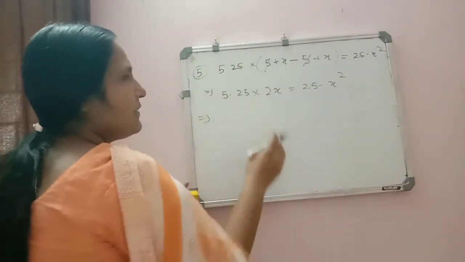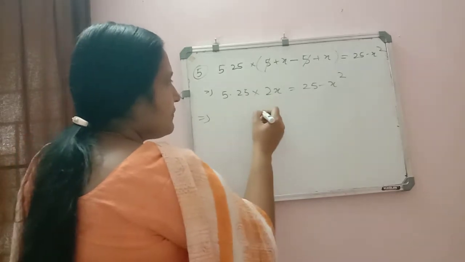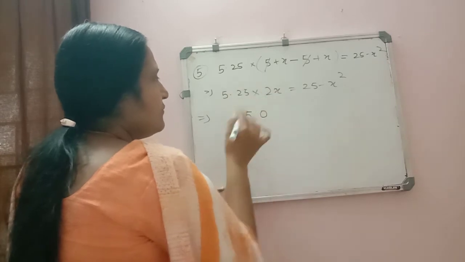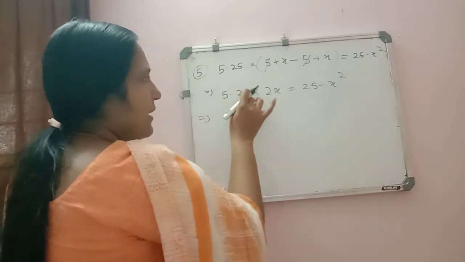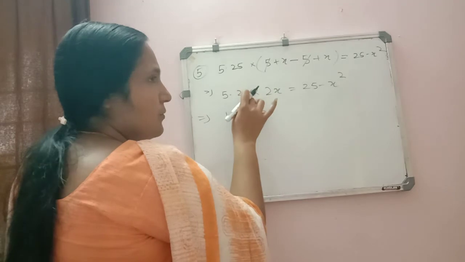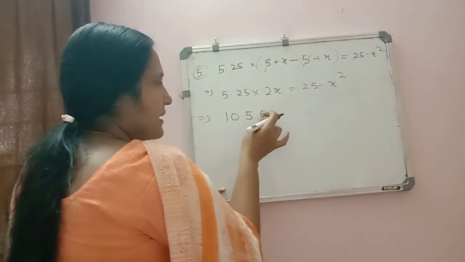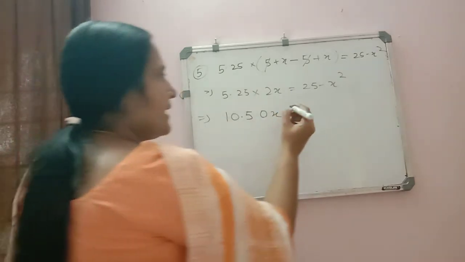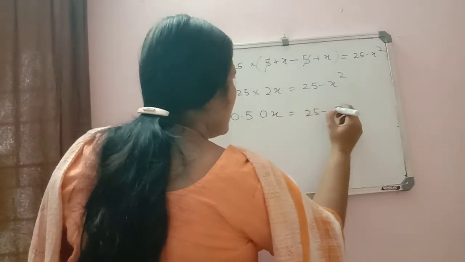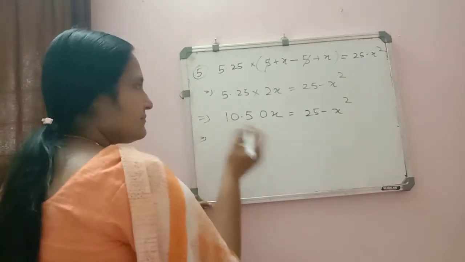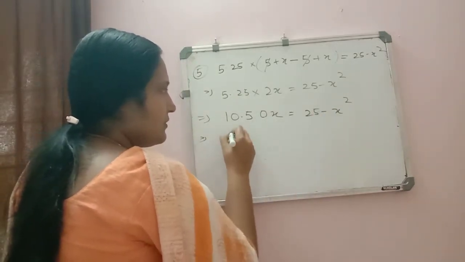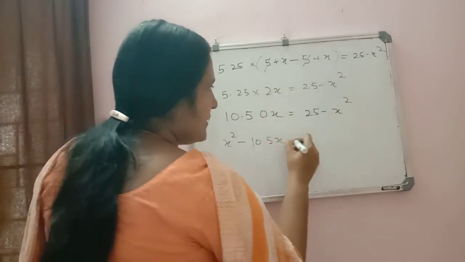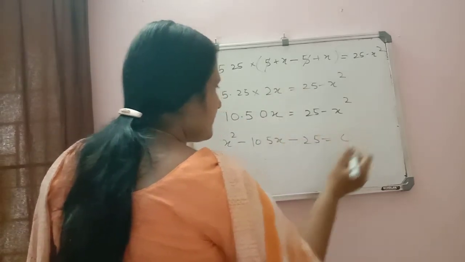Multiply 5.25 by 2. 2 fives are 10, carry over 1. 2 twos are 4 plus 1 is 5. 2 fives are 10. And since there are 2 digits after the decimal sign, count from the right side, 1, 2. So it will be 10.50x is equal to 25 minus x square. We'll shift all the expression here, so it will be x square minus 10.5x minus 25 is equal to 0.